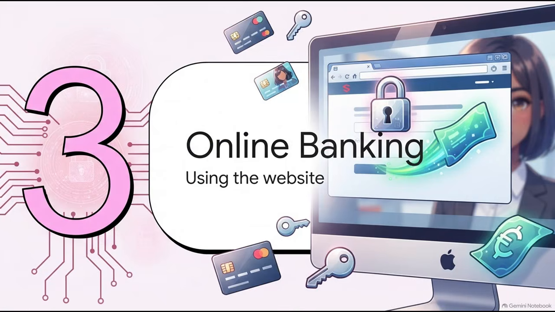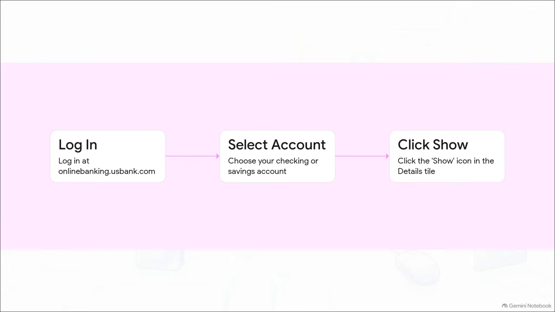Let's move into Section 3, the online banking website. If you're sitting at your computer, finding this number is a total breeze. First, you just log in securely to onlinebanking.usbank.com. Then, select your checking or savings account right from the main dashboard. Look at the top details tile, and you'll spot your masked account number. Just click that show icon. It usually looks like a little eye. And bam, your exact 9-digit routing number will instantly appear right beneath it. It really is that simple.